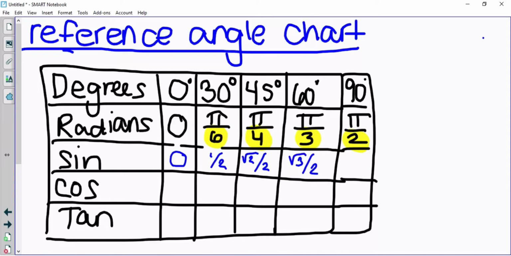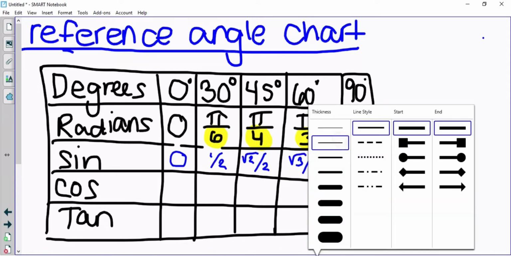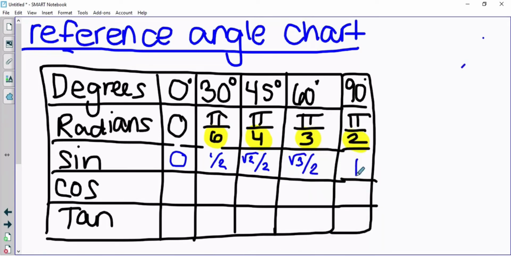Well, 2 divided by 2 is just 1. So my last slot is just 1. All right, that was the hard row to fill out. Once you've got sine filled out, cosine, we just write it in reverse order. So 1, root 3 over 2, root 2 over 2, 1/2, and 0.